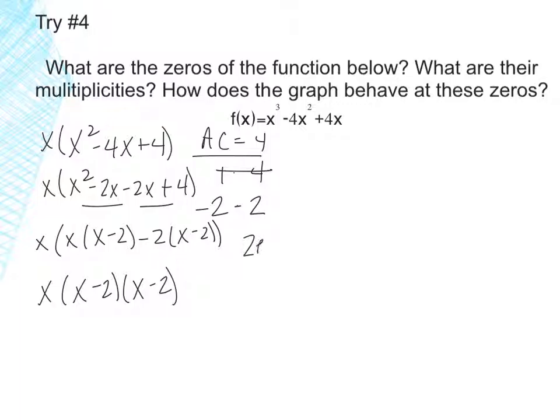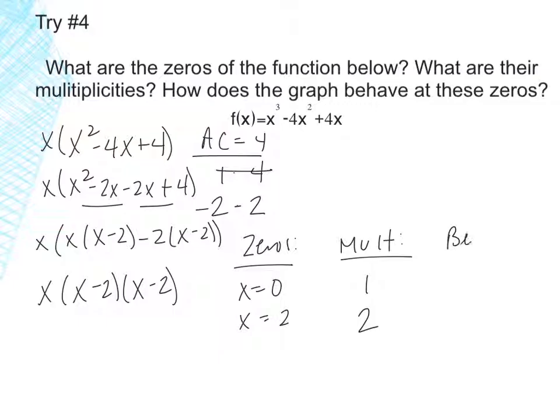So our zeros would then be x equals 0 and x equals 2. Their multiplicity: there's one 0 as a zero, and then there are two 2's as zeros. So there we go. And then the behavior is linear here at 0, and then it's quadratic at 2.